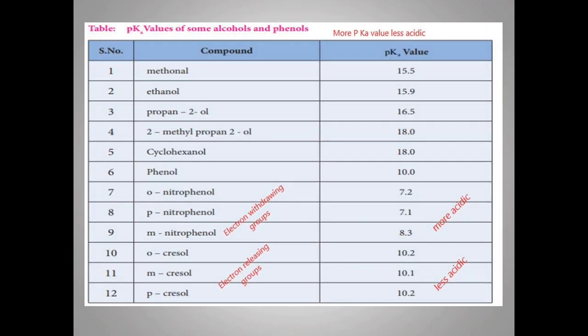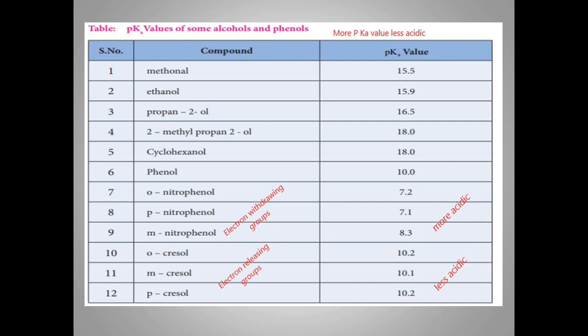This table gives the pKa value of alcohol and phenol. More pKa value means less acidic. Now you see only 7, 8, 9: orthonitrophenol, paranitrophenol, metanitrophenol. The nitro is an electron withdrawing group, so the pKa value is lower. Lower value means more acidic.